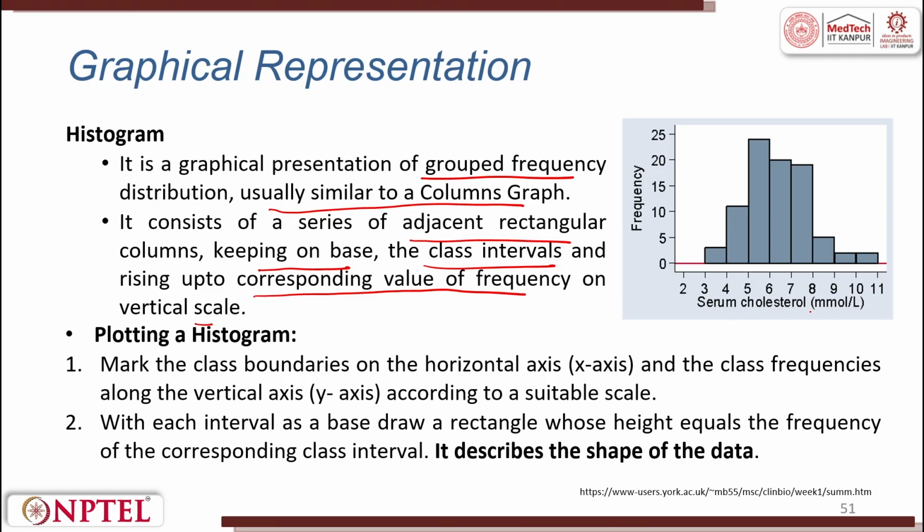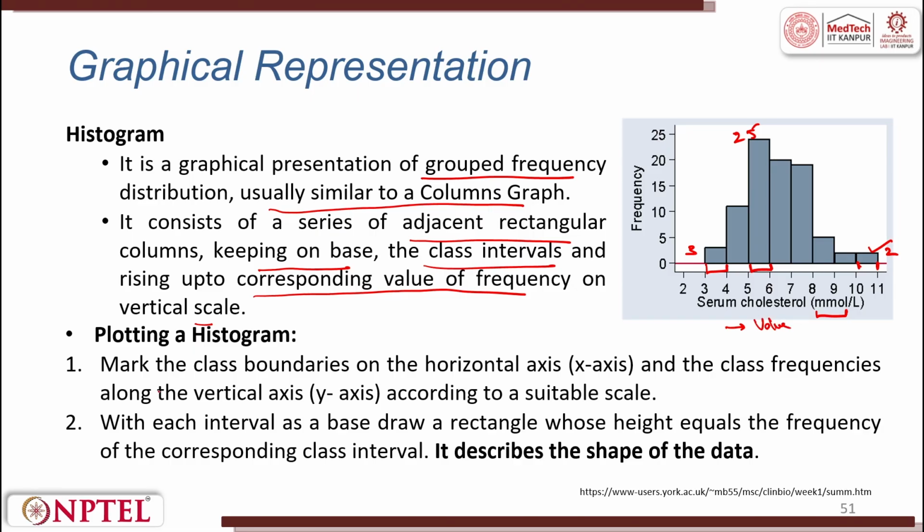For example, this is serum cholesterol in millimoles per liter and this is the frequency of occurrence. And this is the largest value, between 10 to 11 millimoles per liter. This is the smallest class interval, between 3 to 4 millimoles per liter, and the maximum number of observations are between 5 to 6 millimoles per liter, around 25 observations. For instance, only 3 observations are here, and only 2 observations are here. This is the frequency, this is the value.